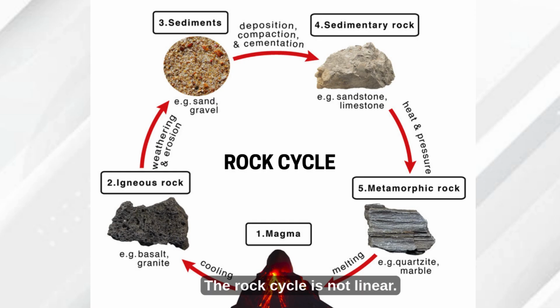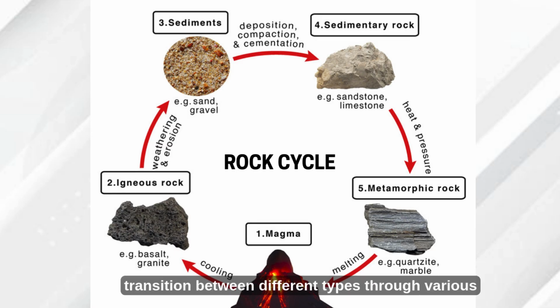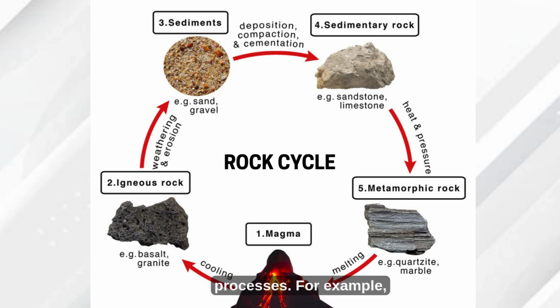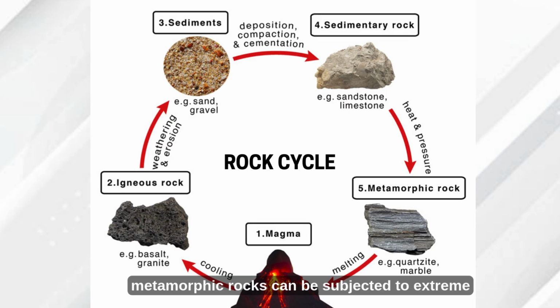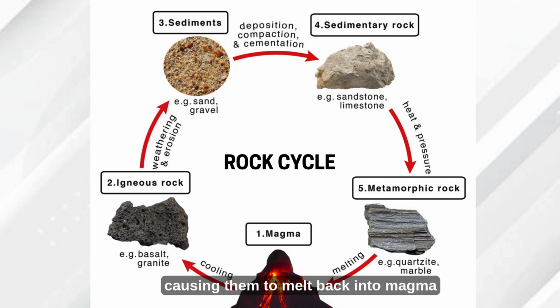The rock cycle is not linear. It is a dynamic system where rocks can transition between different types through various processes. For example, metamorphic rocks can be subjected to extreme heat and pressure, causing them to melt back into magma, thus restarting the cycle.